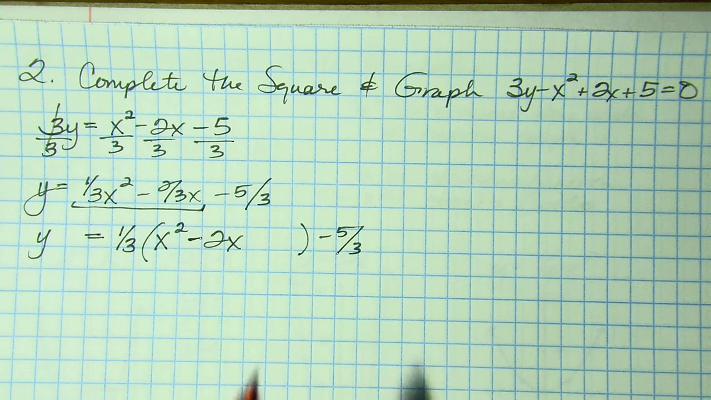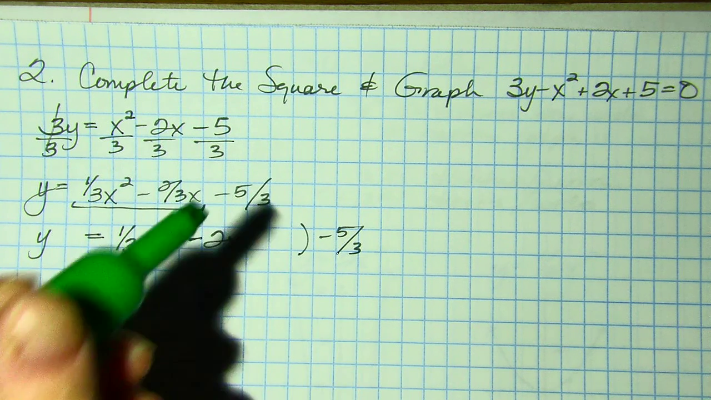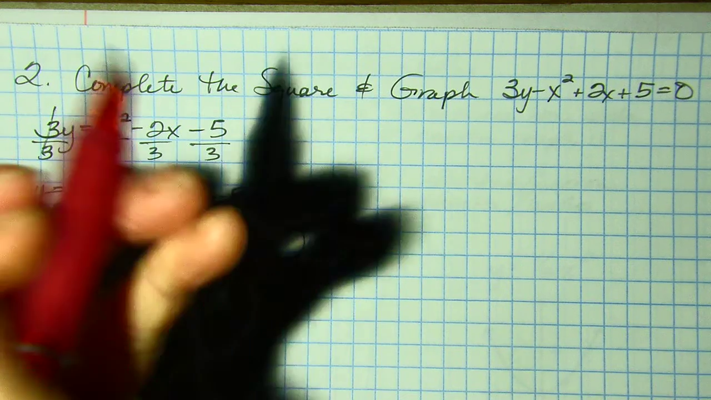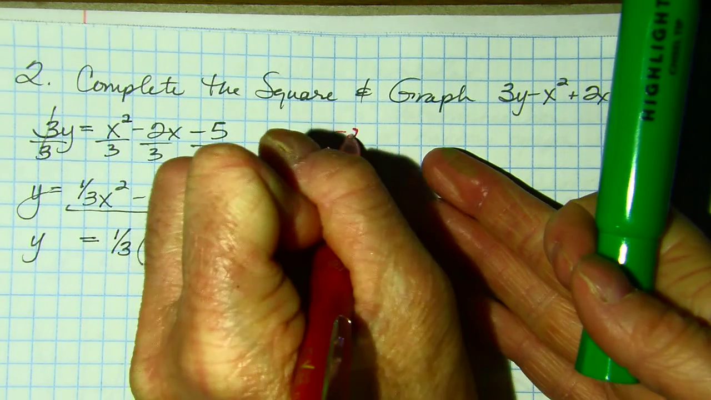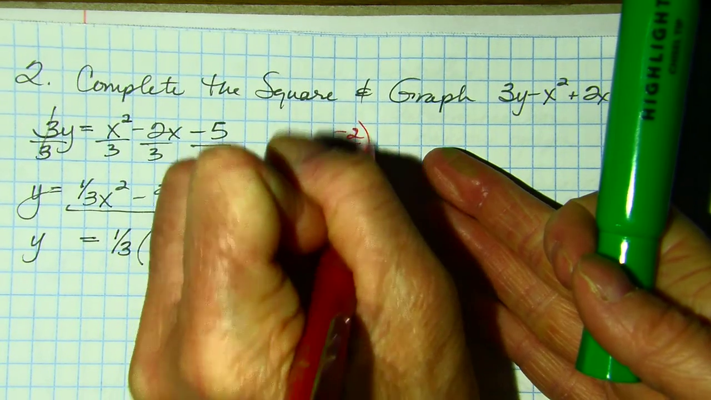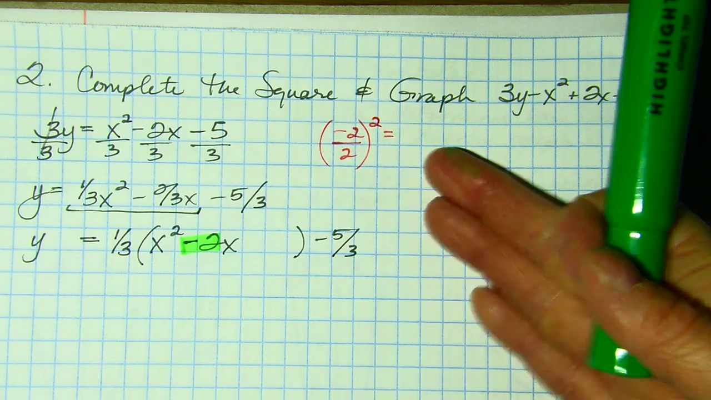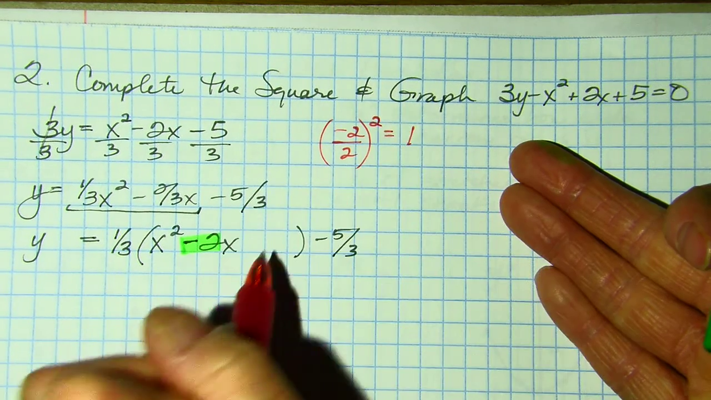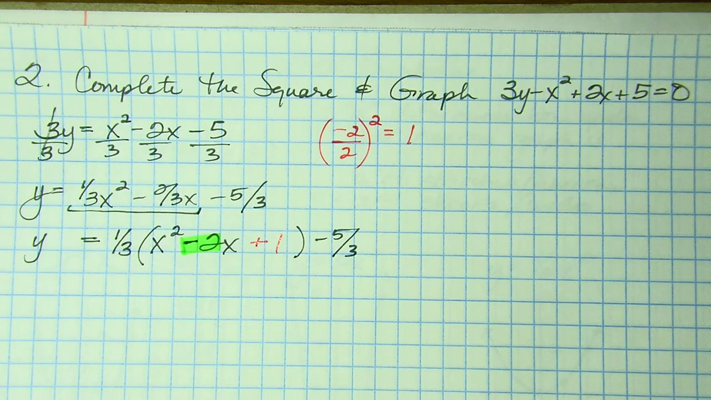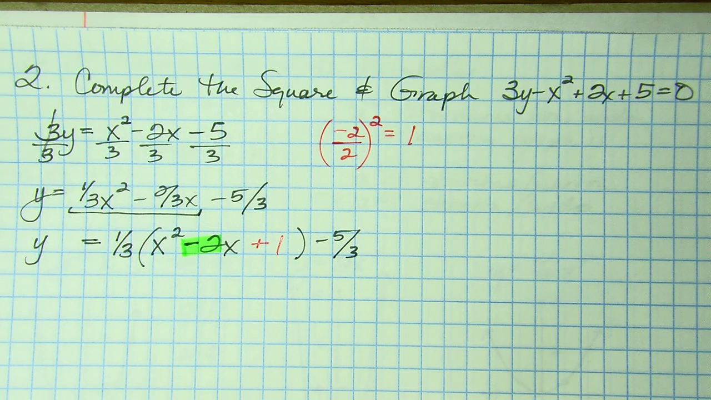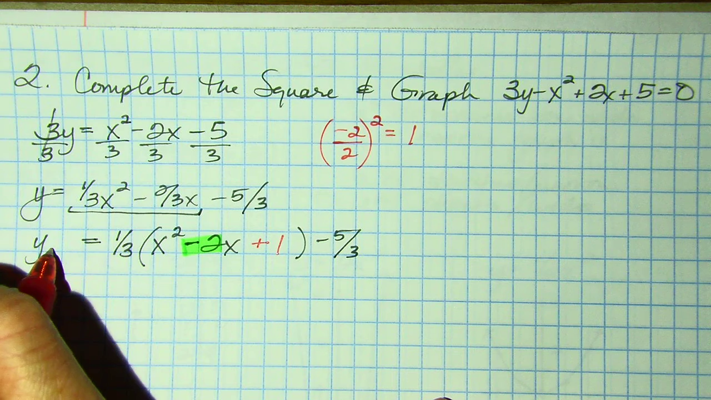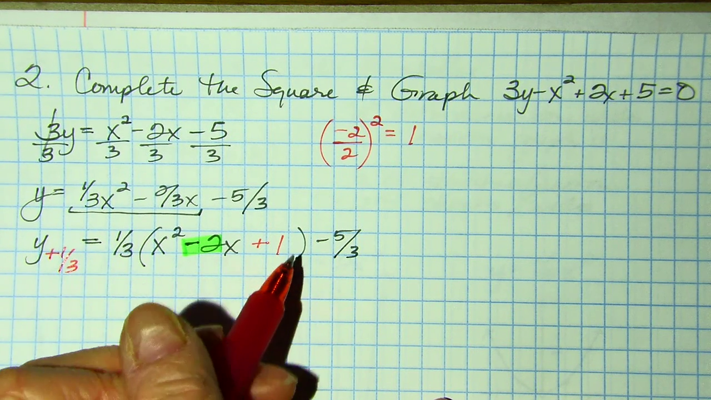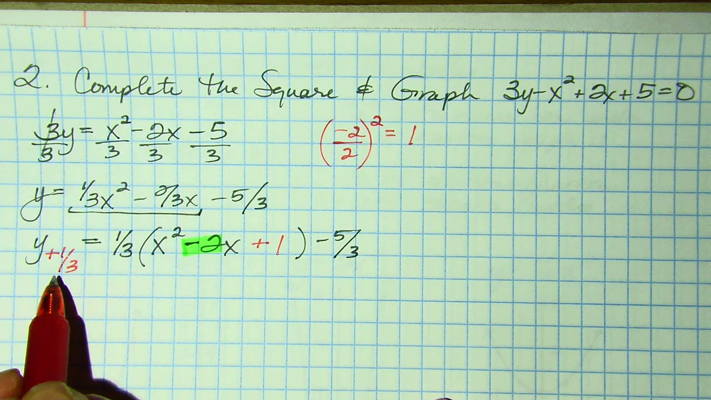I'm now going to, this is where we complete the square. I take the middle term, and I divide by 2, and I square it. So negative 2 divided by 2 is negative 1. Negative 1 squared is 1. So I'm adding 1 here. But on the left side, I'm actually adding 1/3, because 1/3 times 1, just redistribute it. 1/3 times 1 is 1/3.